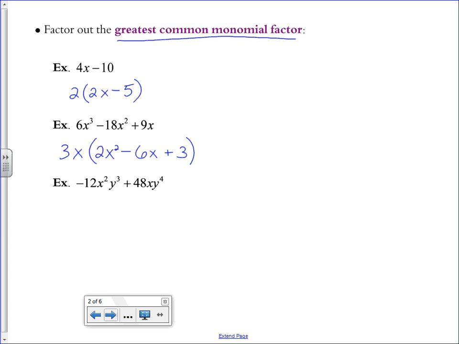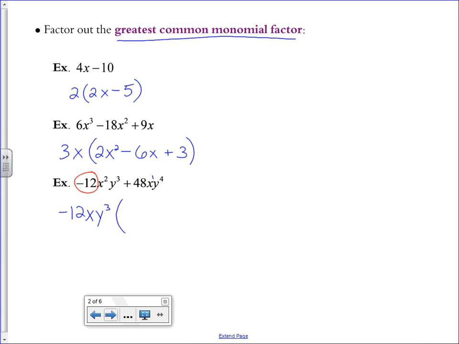The final terms here, I have negative 12 and 48. So I know I can divide them both by negative 12. Now, if the first term of your expression is negative, please make sure that you're taking out the negative. The negative has to come outside of the parentheses in order for it to be fully factored. So I can definitely divide by that negative 12. The most x's I can take out is 1, because this only has a single x. So I'm going to take out an x. And the most y's that I can take out is 3. There's my greatest common monomial factor, and then I'm going to start my parentheses and say, what's left?